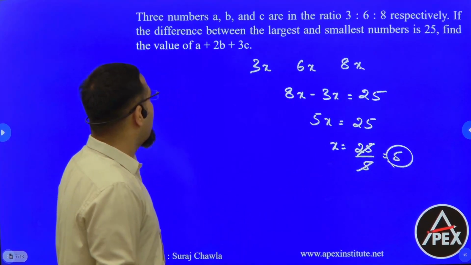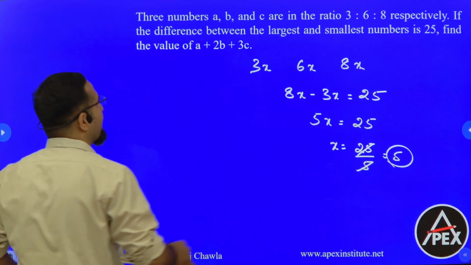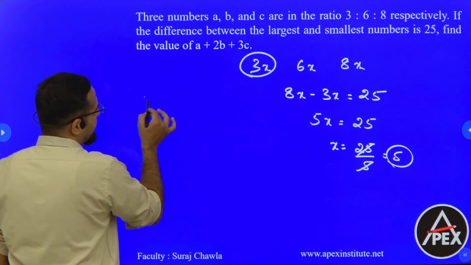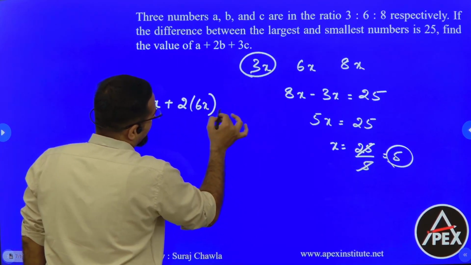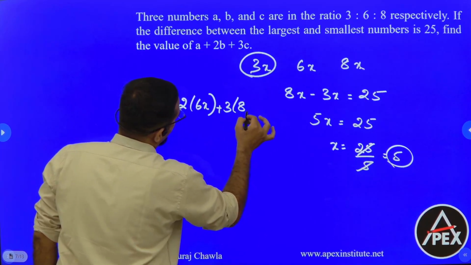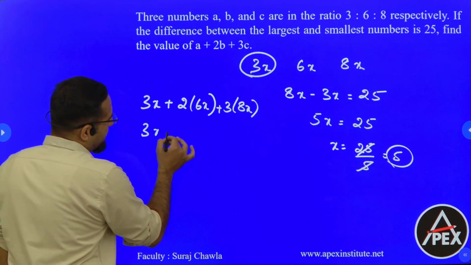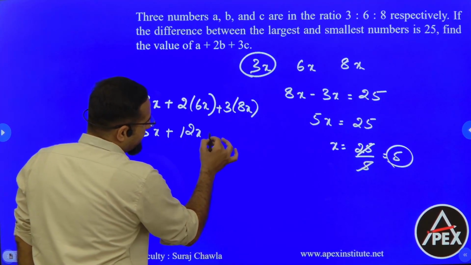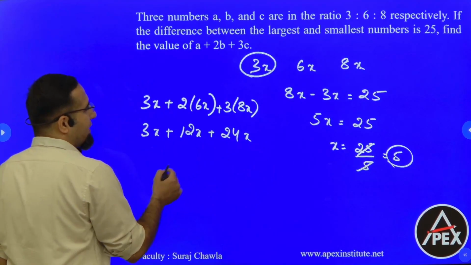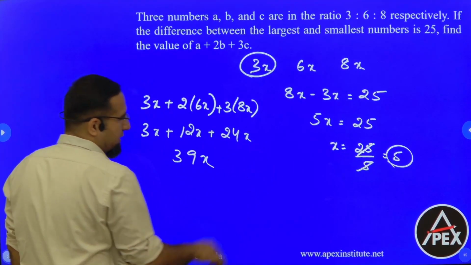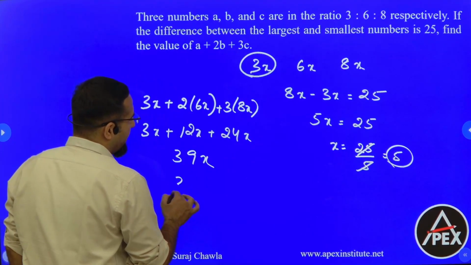अब हमसे क्या पूछा जा रहा है? a plus 2b plus 3c. पहले हम इसको x के फॉर्मेट में लिखते हैं. a का वैल्यू है 3x, 2b का फॉर्मेट है 2 into 6x, 3c का फॉर्मेट है 3 into 8x. ठीक है? तो ये हो गया 3x, ये हो गया 12x, ये हो गया 24x. 24 प्लस 15 होता है 39x. अब हमारे पास x का वैल्यू 5 ऑलरेडी है, सो देयरफॉर इसका वैल्यू कितना हो जाएगा?